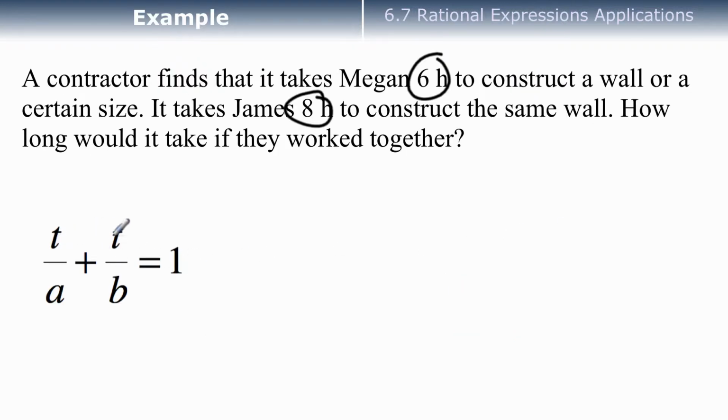Okay, total time for both of them, one person, the other person. So let's plug our numbers in. So how long will it take them if they work together? That's what T is. So T, I don't know, over how much time for Megan, so it'd be 6, plus T, don't know how long it takes them both to do it, over James is equal to 1. And now I've got an equation with one variable that I can solve.